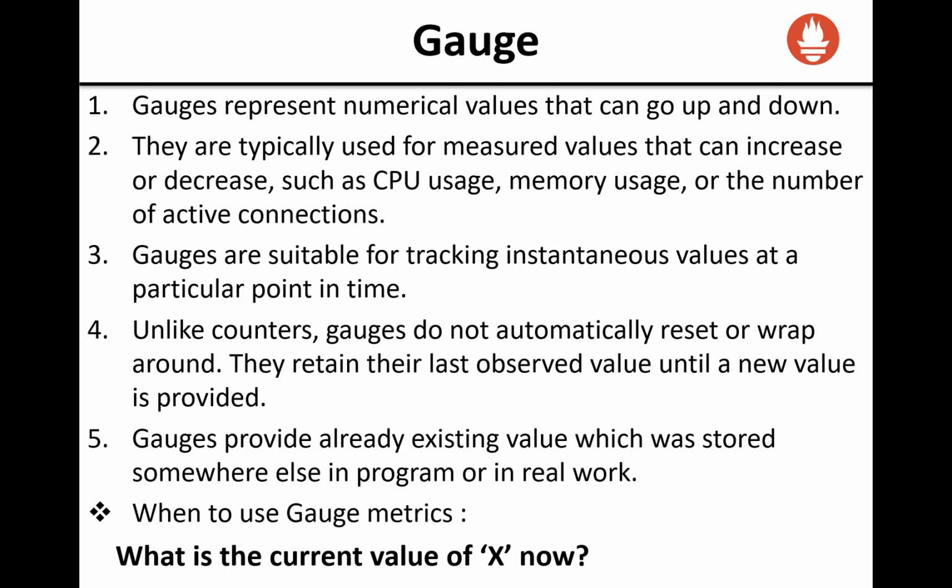Unlike counters, gauges do not automatically reset or wrap around. They retain their last observed value until a new value is provided. Gauges provide an already existing value which was stored somewhere else in the program or in the real world. We can use gauge metrics for finding the current value.